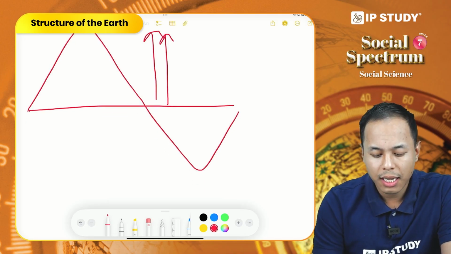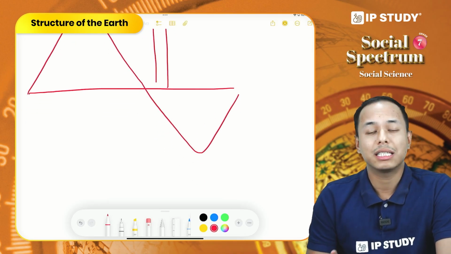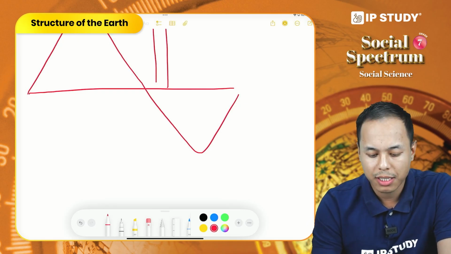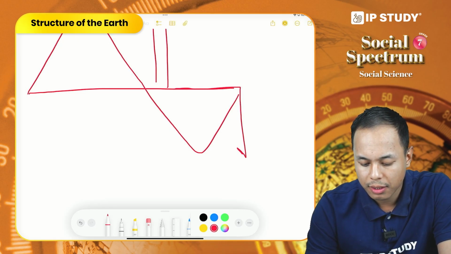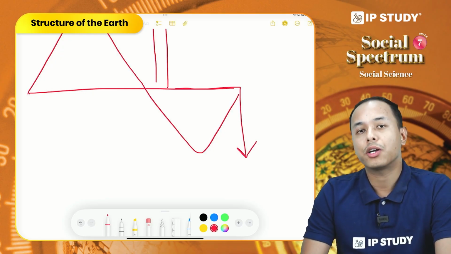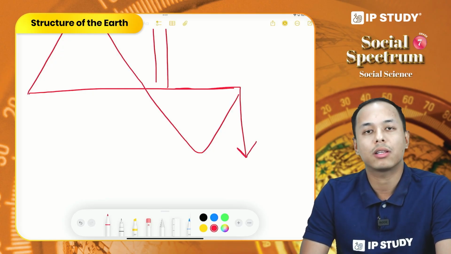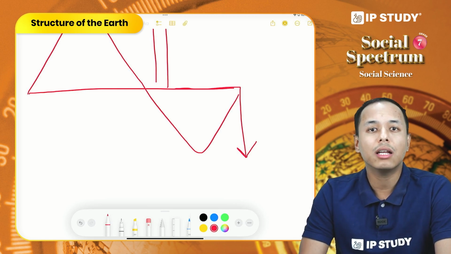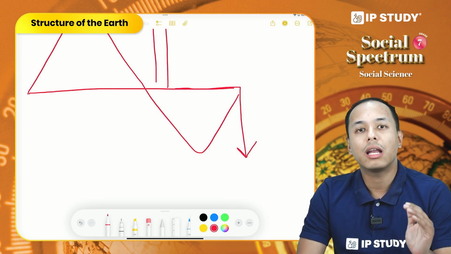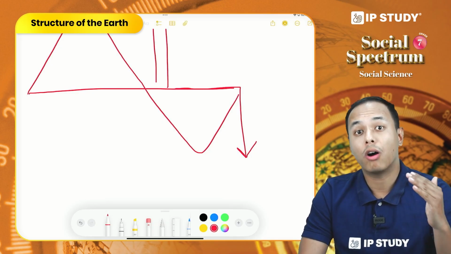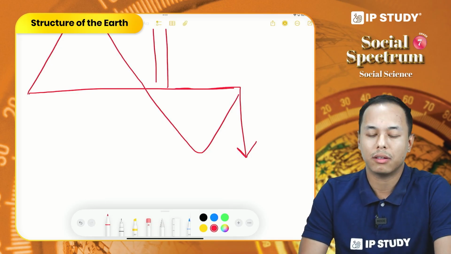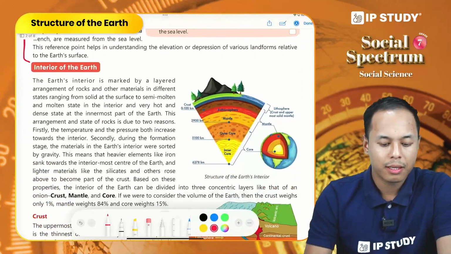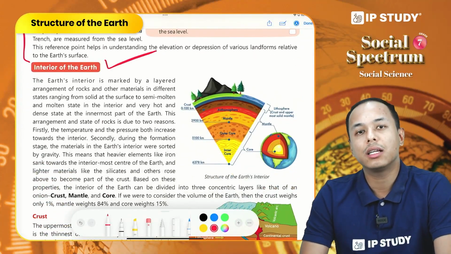Or when we say that the Mariana Trench, the deepest point of the earth, is 11,022 meters, that means from sea level the depth of that landform is 11,022 meters. So sea level helps us determine whether a particular landform is above or below sea level. Now let us see the second topic, that is the interior of the earth.